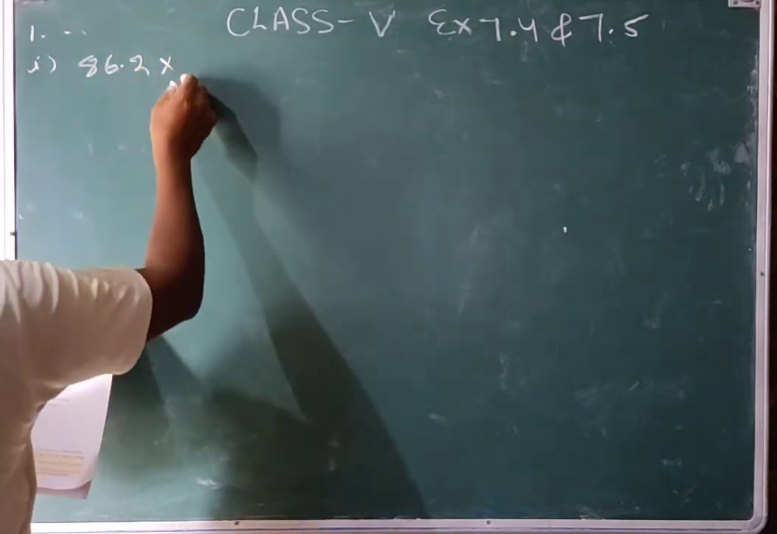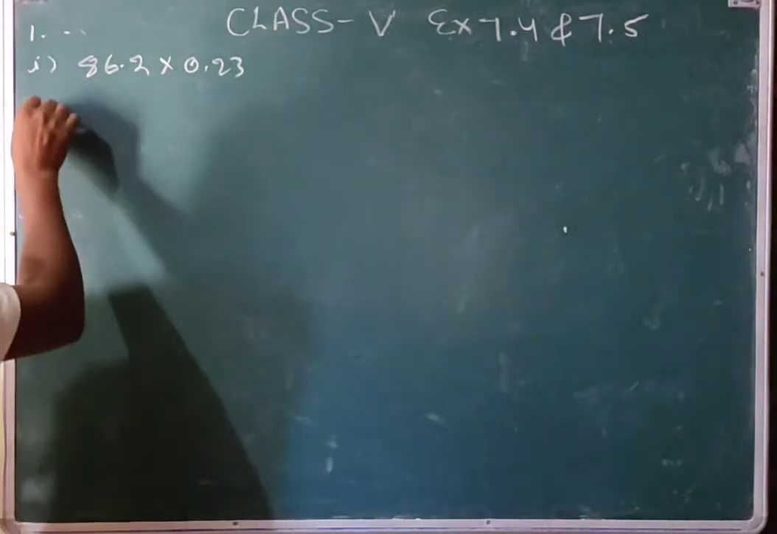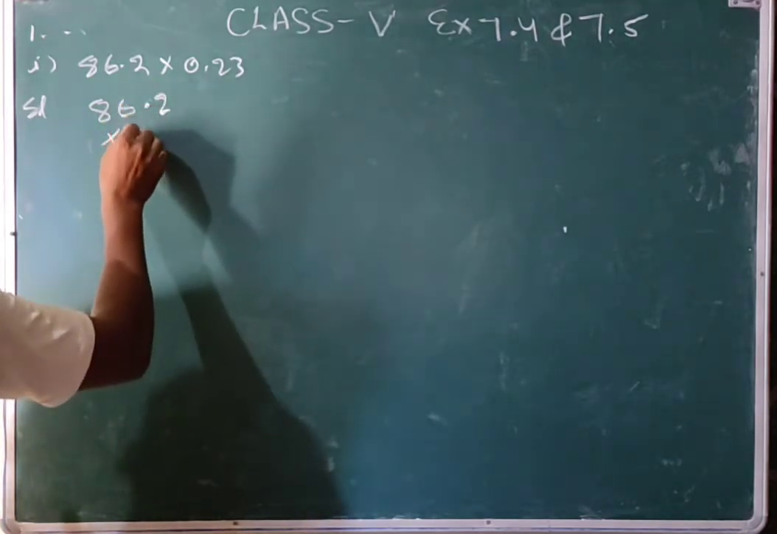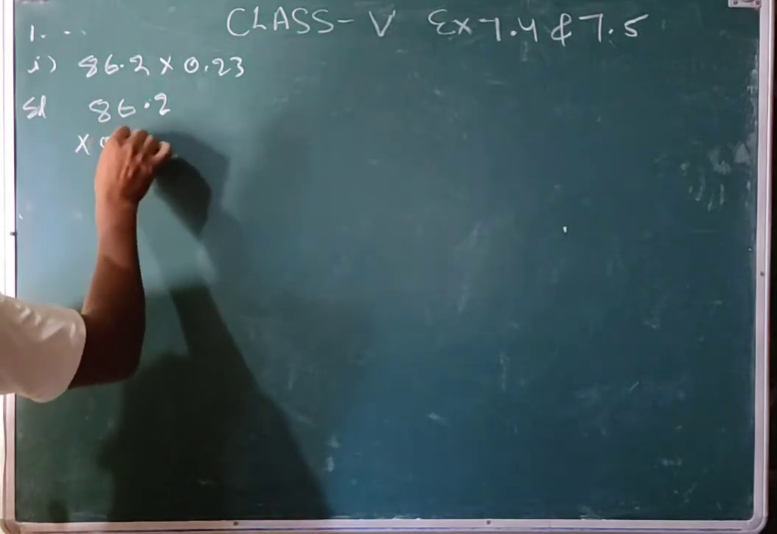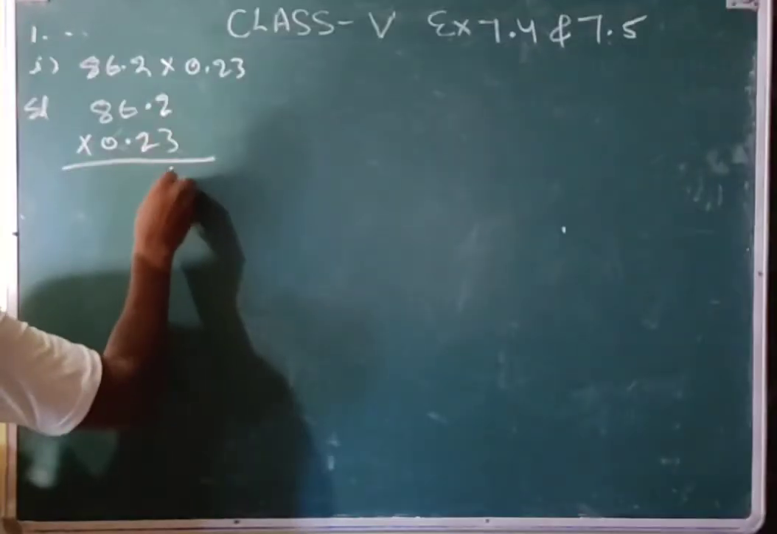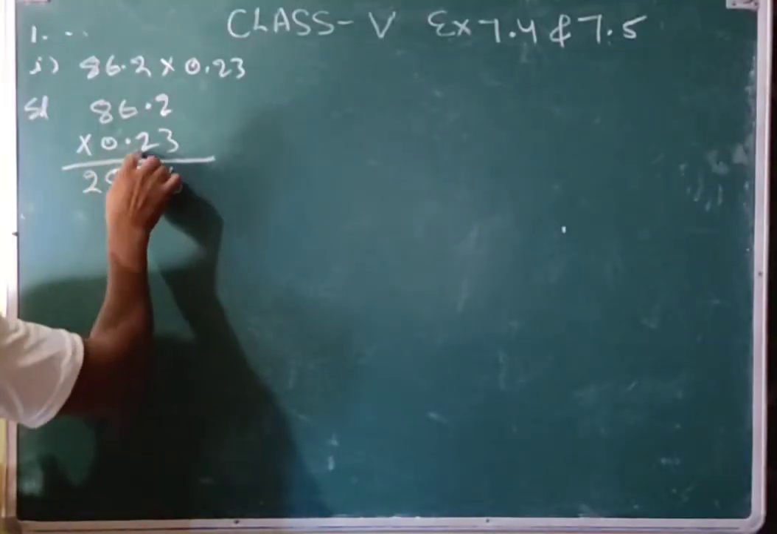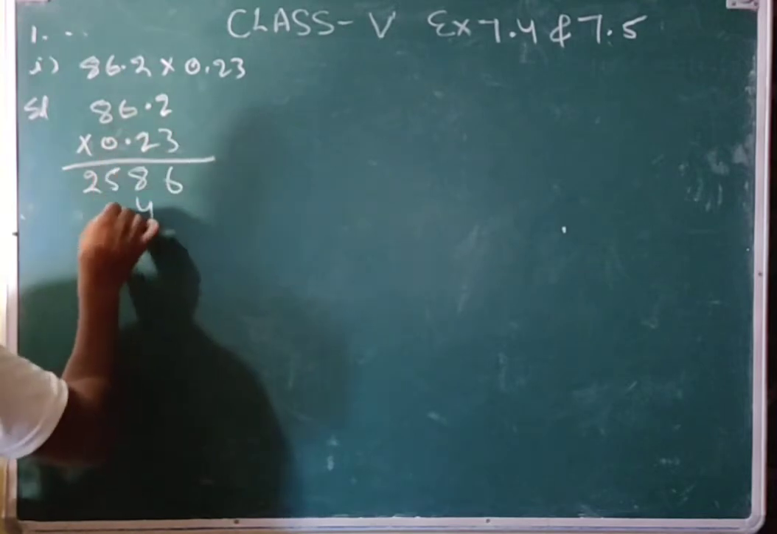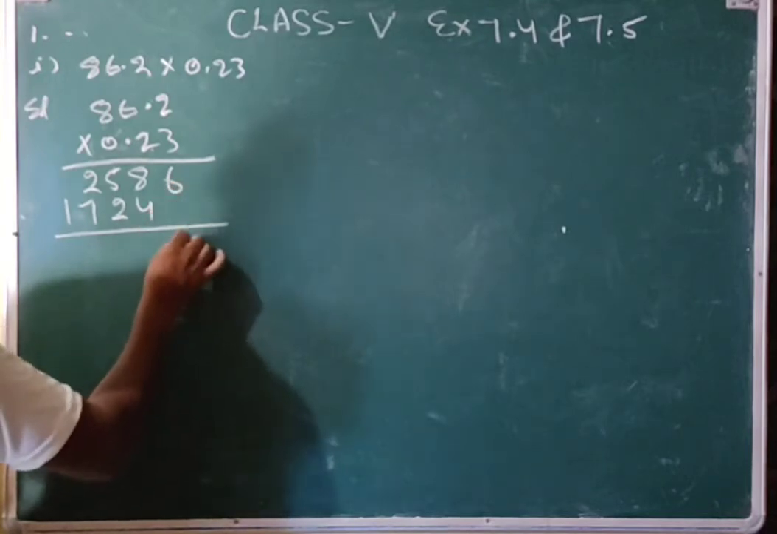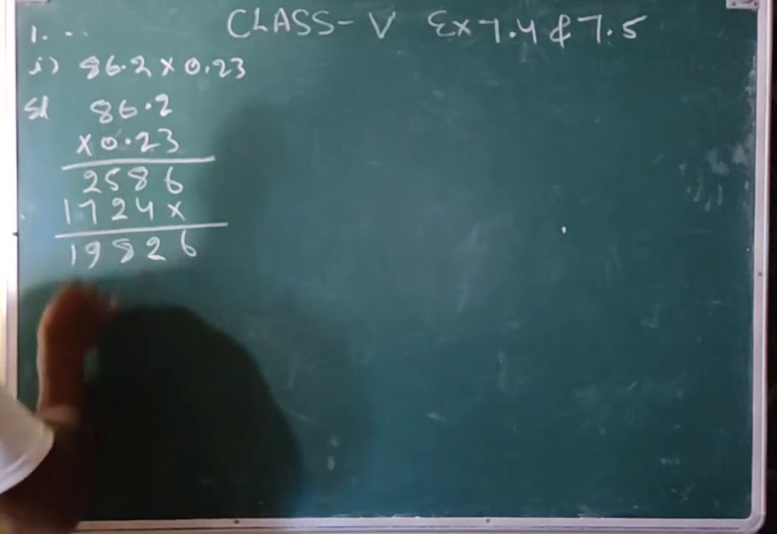86.2 multiply 0.23. So similarly we will multiply 86.2 multiply by 0.23. 3 2s are 6, 3 6s are 18, 3 8s are 24 and 1 25. 2 2s are 4, 2 6s are 12, 2 8s are 16, 1 17. Similarly we will add 6, 12, 8, 9, 1.